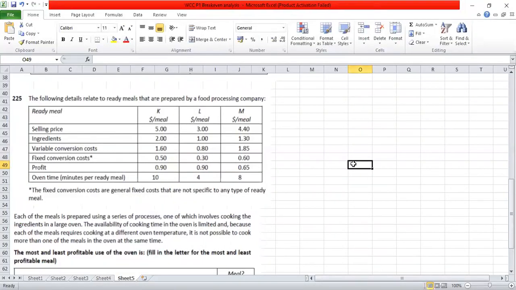The following details relate to ready meals that are prepared by a food processing company. K, L, and M are the three different types of meals. Selling price, ingredient, variable conversion cost, fixed conversion cost, profit, oven time in minutes per ready meal. The fixed conversion costs are general fixed costs that are not specific to any type of ready meal.